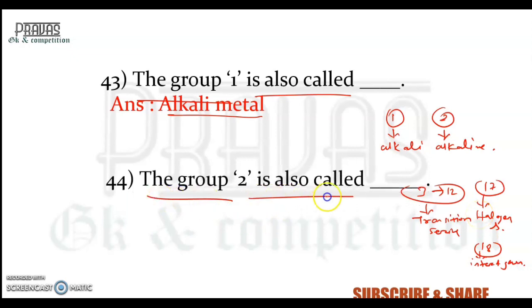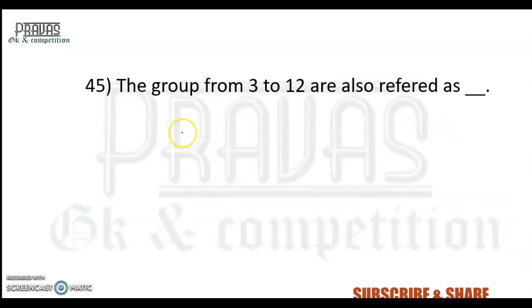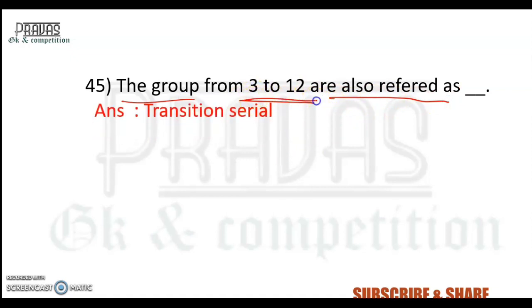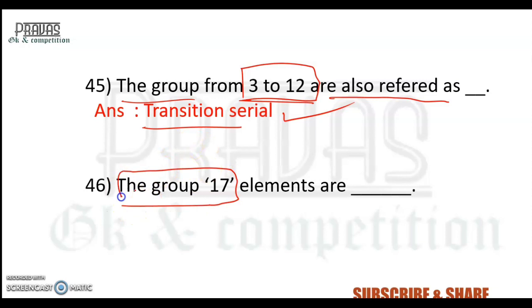Group 2 is also called alkaline earth metals. Groups 3 to 12 are also referred to as transition series. The group 17 elements are called halogens. Remember, group 17 elements are called halogens, and group 18 elements are called inert gases.